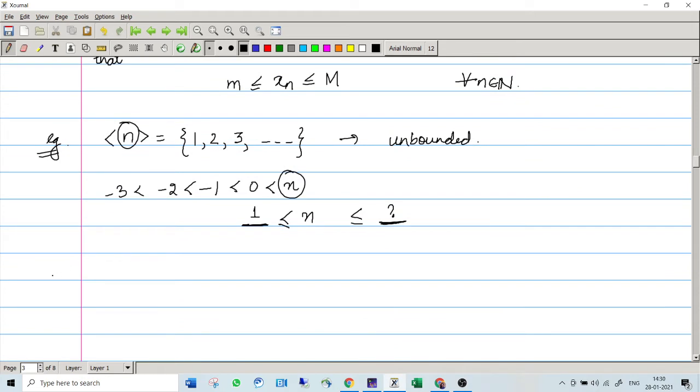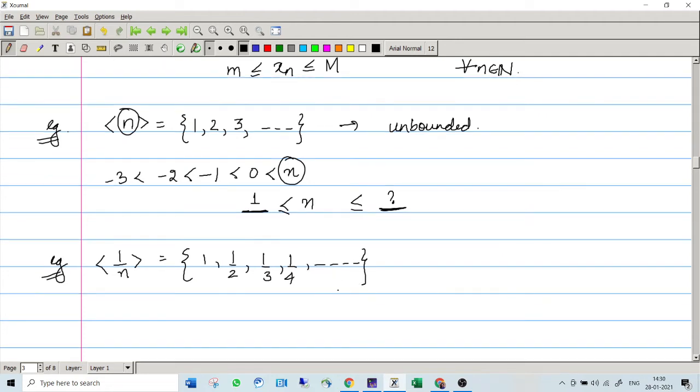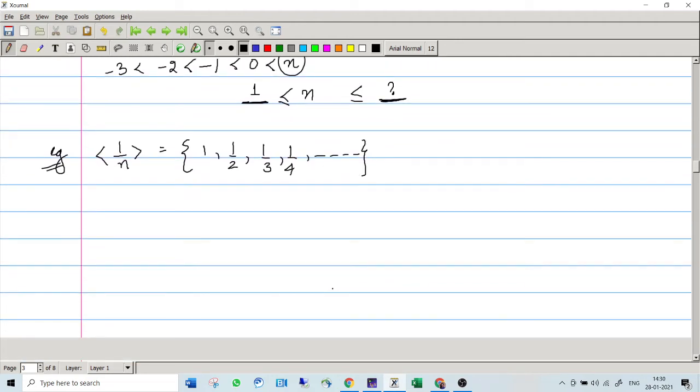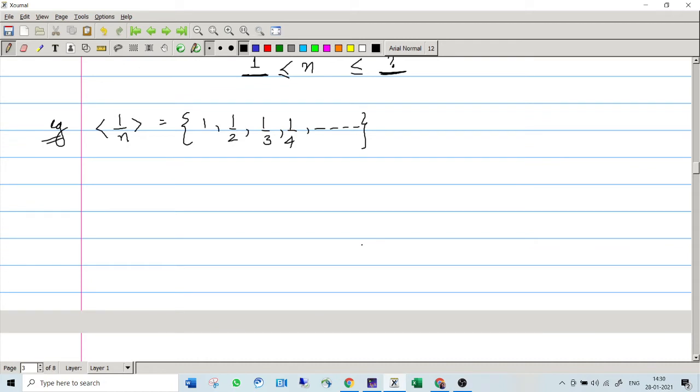Let us consider one more example. Again, the sequence 1 by n, which was of the sort 1, 1 by 2, 1 by 3, 1 by 4, and so on and so forth. So the question is, are the numbers 1 by n bounded? You are trying to look for a number which is less than that and a number which is greater than that, and this should be true for every n in N.